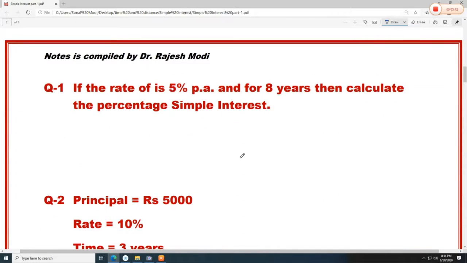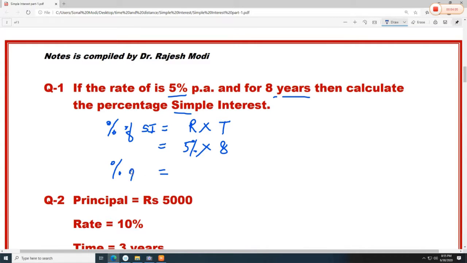For example, if the rate is 5% per annum for 8 years, then calculate the percentage of simple interest. Now we know percentage of simple interest is rate into time. So for the percentage of simple interest, the rate is 5%. So here you have to put 5% and T is 8 years. So percentage of SI is 40%.